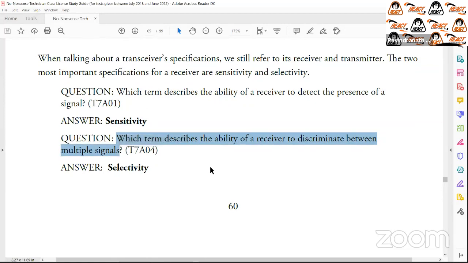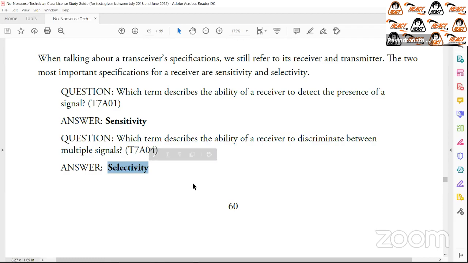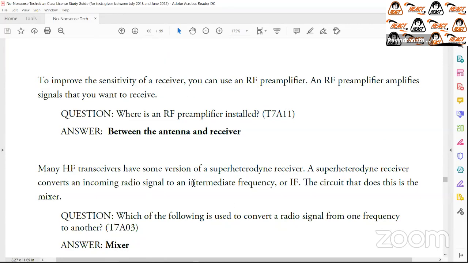So the next question, by process of elimination: which term describes the ability of a receiver to discriminate between multiple signals? In other words, which one allows you to pick out one from the crowd, or to select one from the crowd? Naturally, it's the selectivity specification, right?